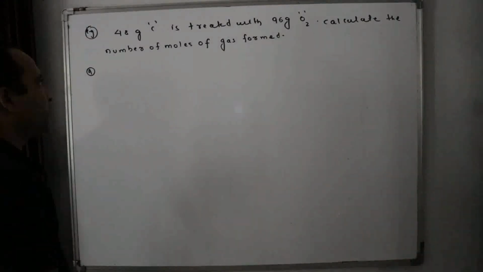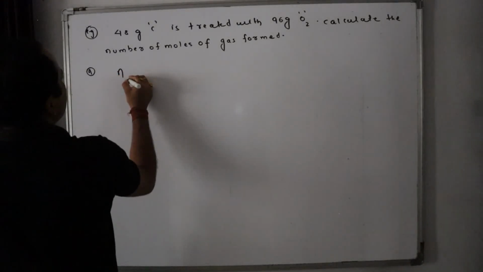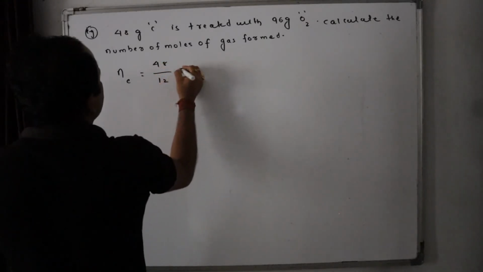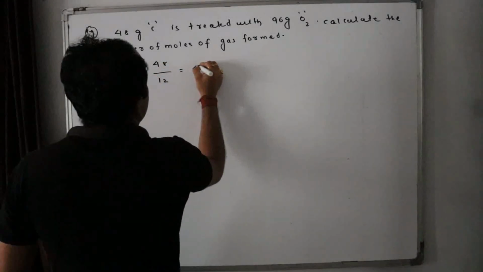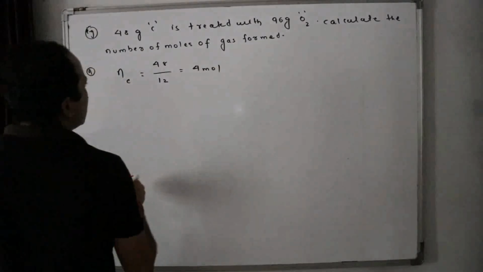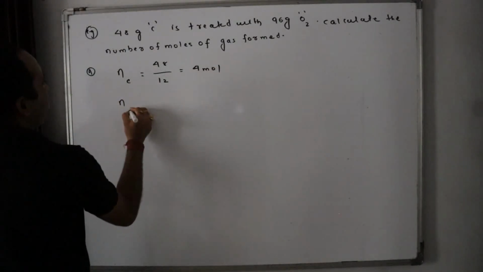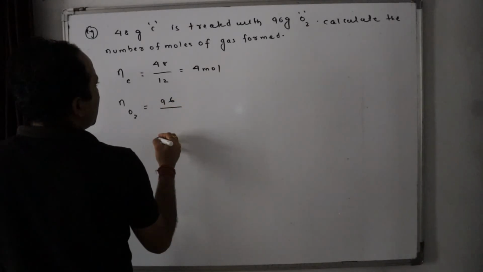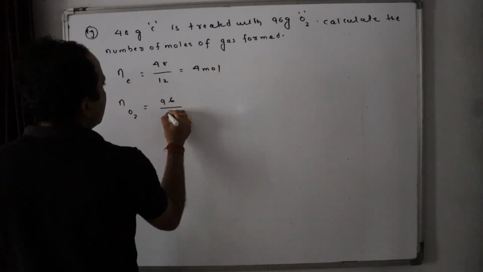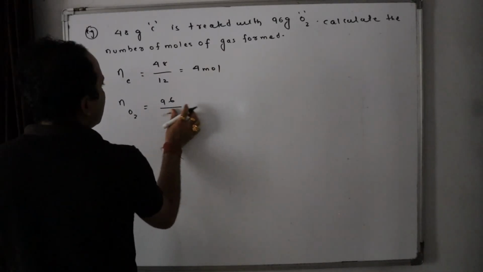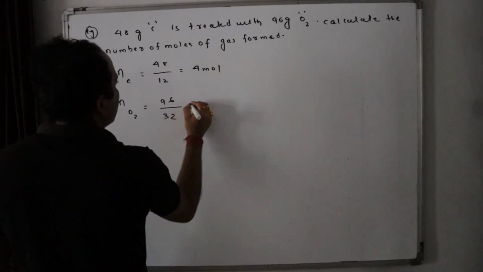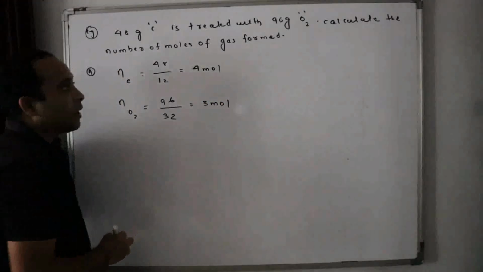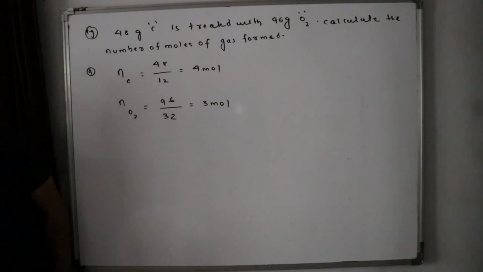Here it comes. First, the number of moles of carbon. How can I calculate? Mass in gram by molar mass. How many? 4 moles, isn't it? Number of moles of oxygen. How can I calculate? 96 by 32. How much? 3 moles. Now, how to find whether carbon monoxide or carbon dioxide?